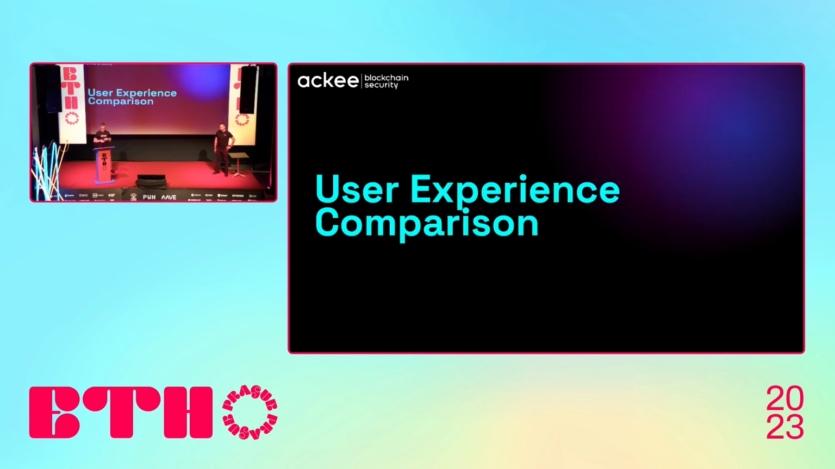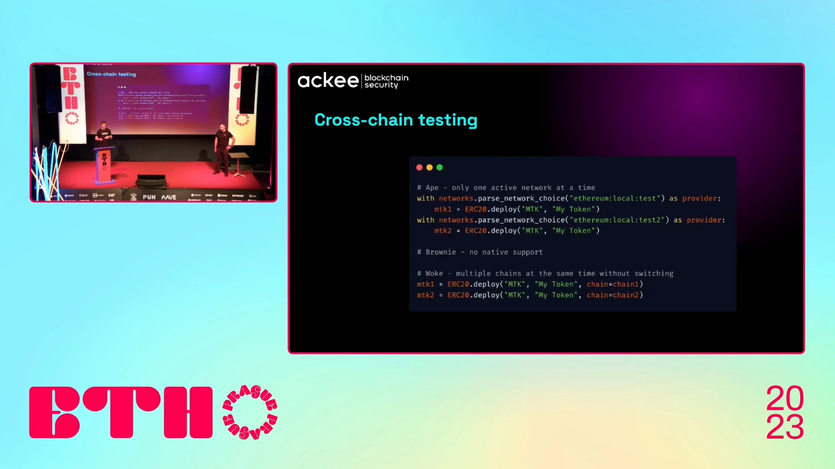Now, let's talk about user experience. I have a few examples here. The first one is about cross-chain testing or multi-chain testing. And basically, this is how it looks in Ape. In Brownie, we don't have native support. We have checked the documentation multiple times, even the GitHub repository, but there's no native support. So you can probably connect to some network and then disconnect, connect to another one, but still there's no native support. And in Ape, you have to switch between an active network. You can have multiple networks, but you have to always switch the network when you want to deploy a new contract or interact with a contract on a different network.